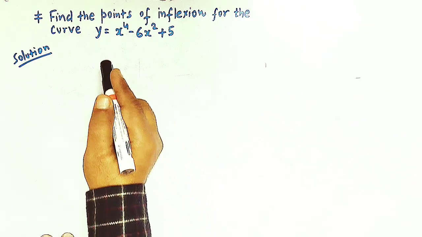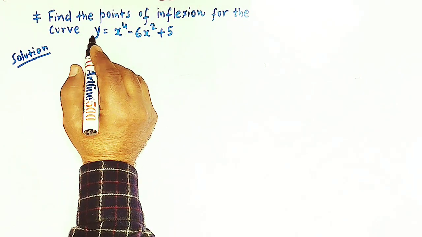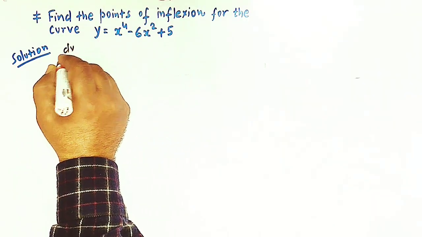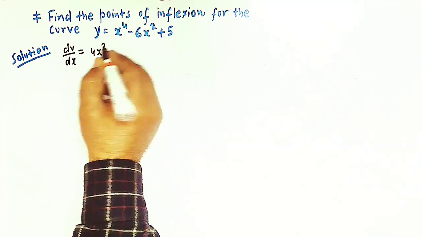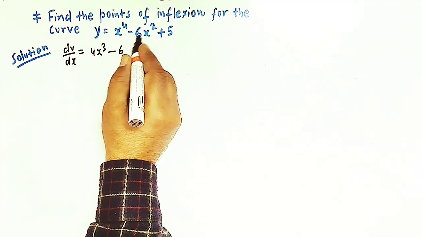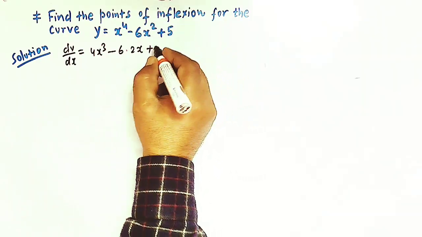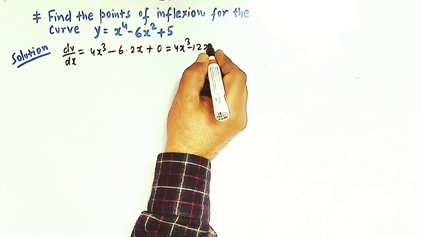So here we are going to see the working rule, how the concavity of a curve changes at the point of inflection. So let us first find out the first derivative of y with respect to x. So we have dy over dx is equal to 4x cube, and then we have minus 6 times 2x, and the derivative of 5 being a constant is 0. So we have 4x cube minus 12x.